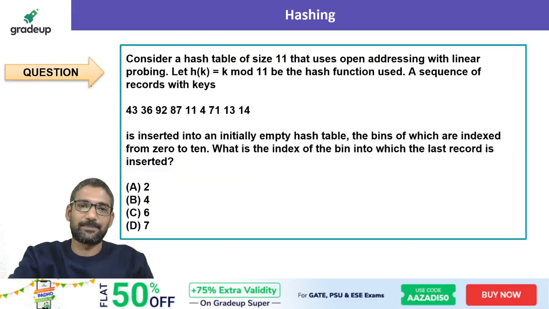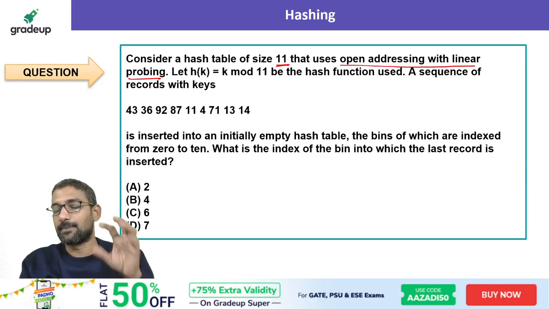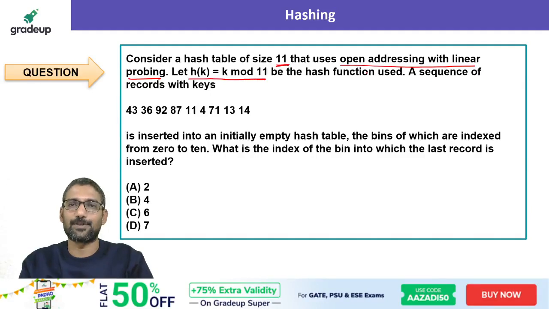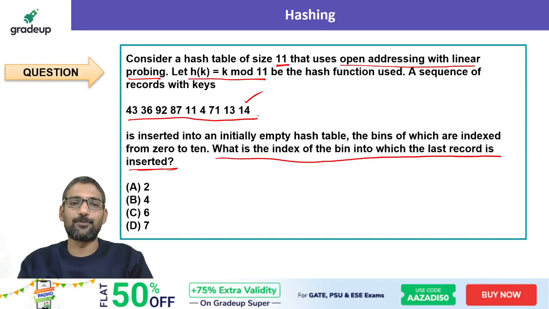Next question. Consider a hash table of size 11 that uses open addressing with linear probing. So observe guys, we are getting many questions on linear probing. h of k is k mod 11, be the hash function. Sequence of records with keys is inserted into empty hash table. Then what is the index of the bin into which the last record is inserted? Means where you have inserted 14.